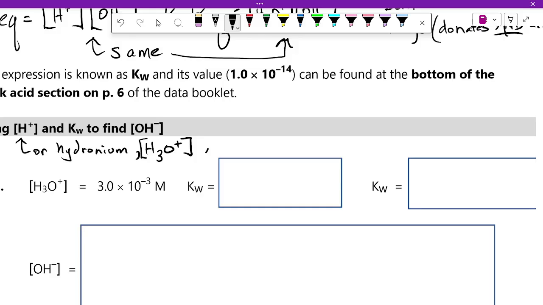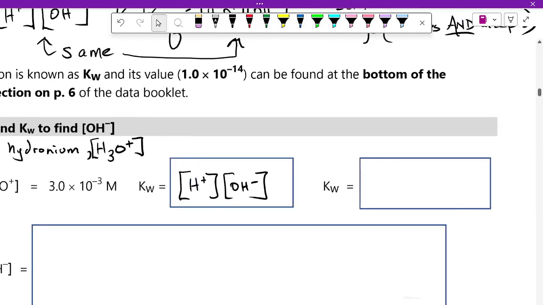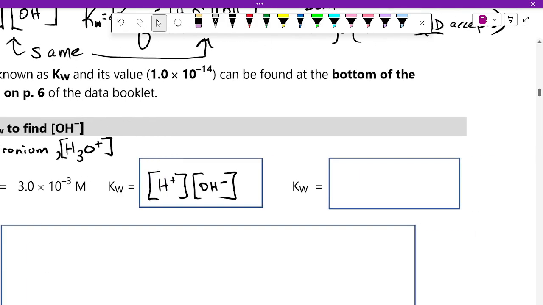What is the formula for KW? You guys are killing me. What is the formula for KW? H times OH. Okay? What is the other formula for KW? H3O times OH. Thank you, Owen. Appreciate it.